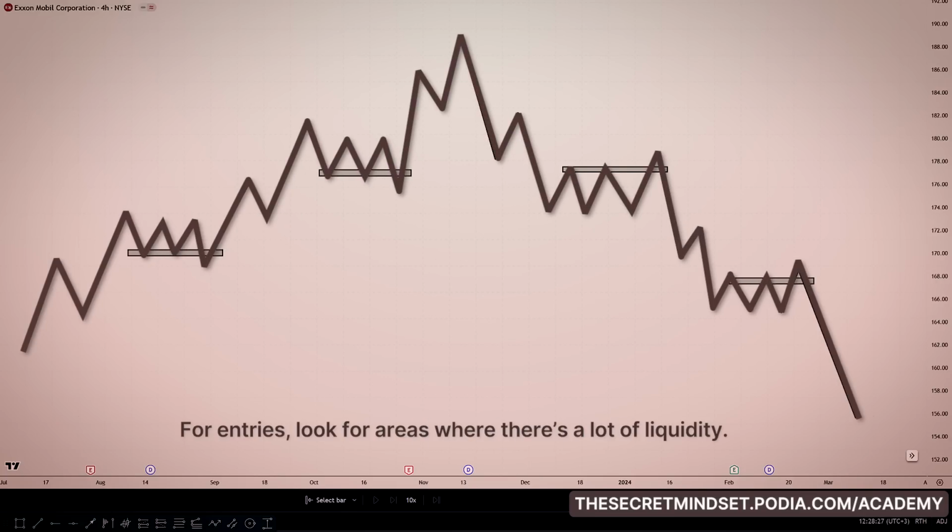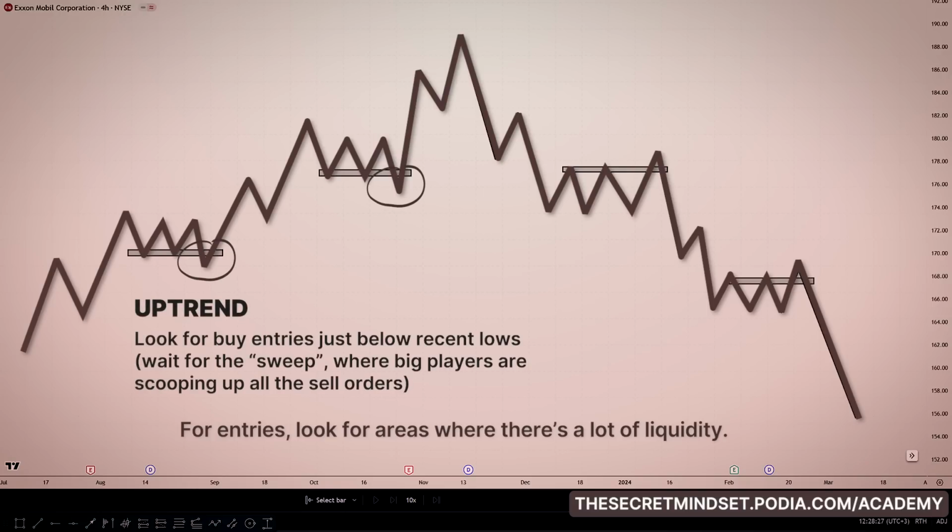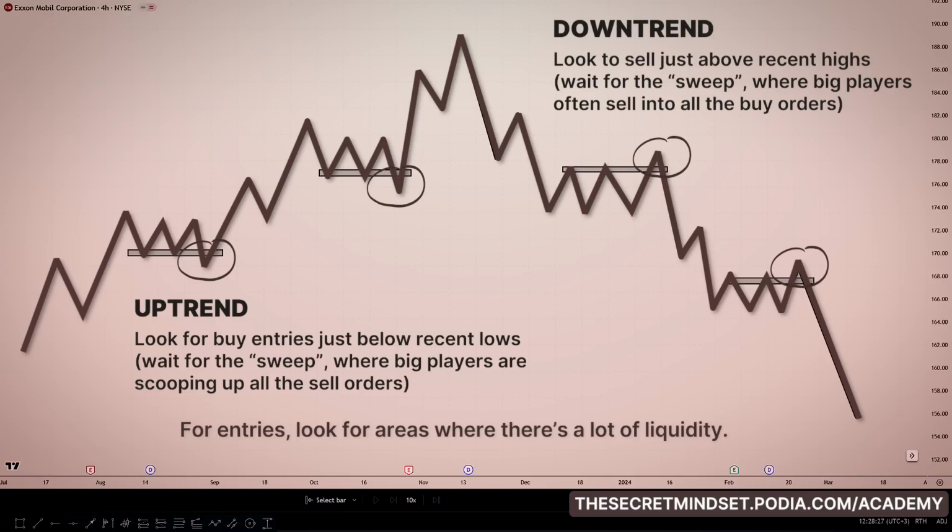For entries, look for areas where there's a lot of liquidity. When the market is going up, look for buy entries just below recent lows. That's where big players often buy, scooping up all the sell orders. When the market is going down, look to sell just above recent highs. That's where big players often sell into all the buy orders.